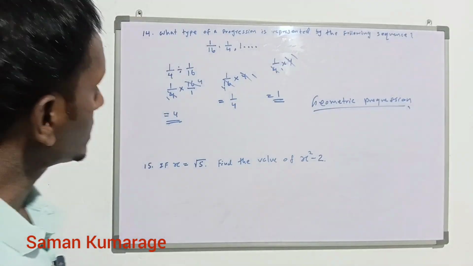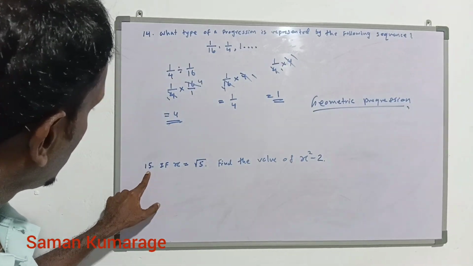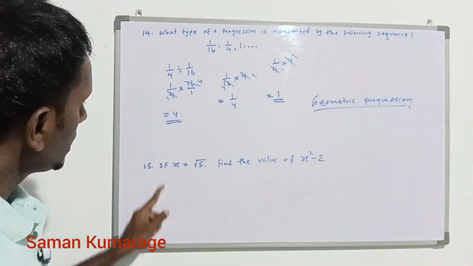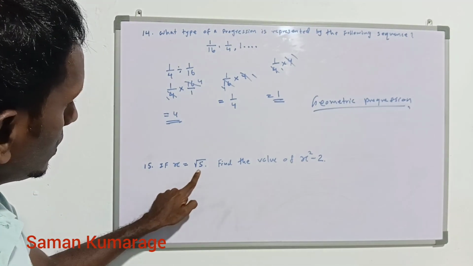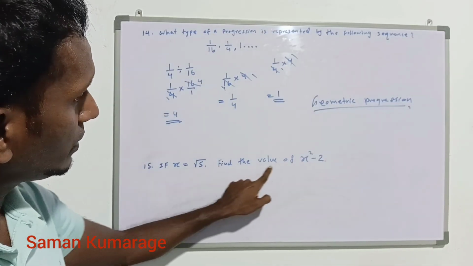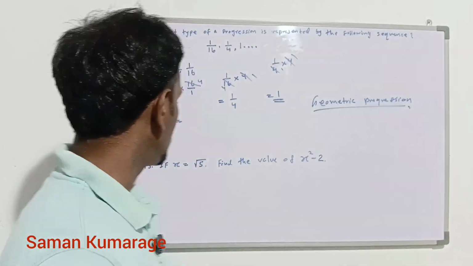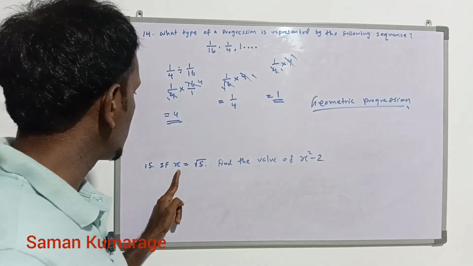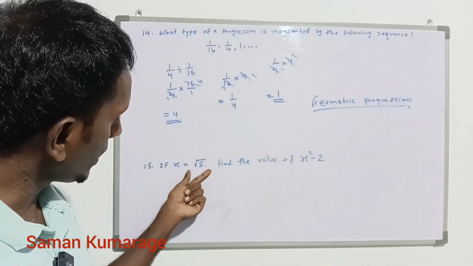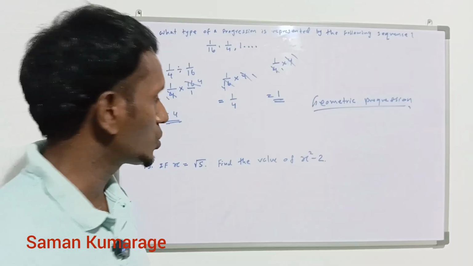Okay. Now let's pay our attention to question number 15. If x equals the square root of 5, find the value of x squared minus 2. Again, if x equals square root 5, find the value of x squared minus 2.